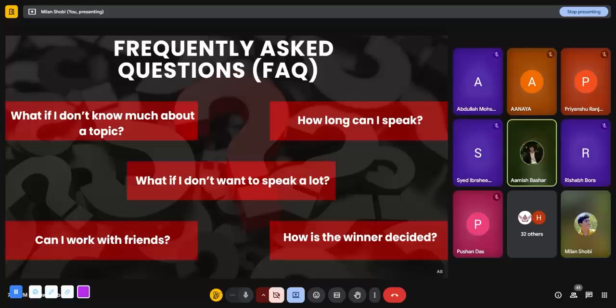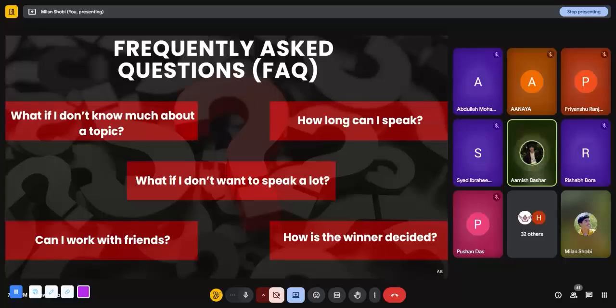Fourth is, can I work with friends? Yes, absolutely, especially during unmoderated caucuses. But remember, your alliances and papers must reflect your country's interest, not personal friendships. For example, if you represent Russia and your friend represents the USA, you may have to disagree.